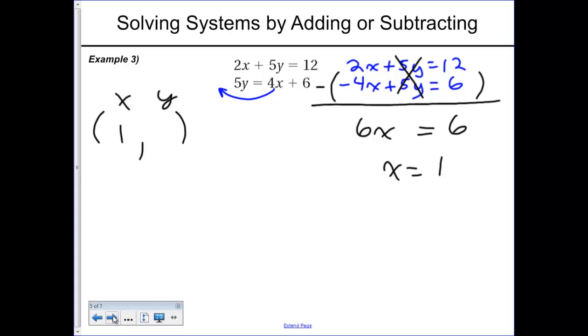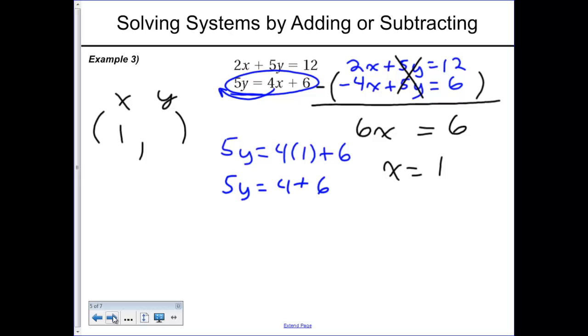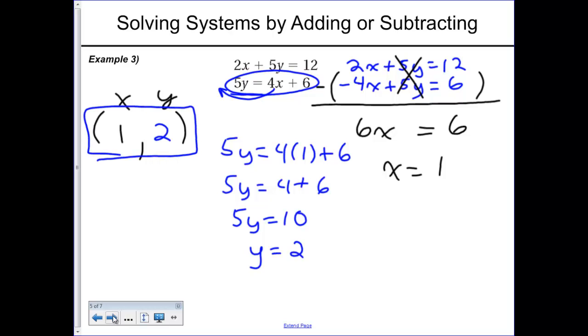Now to solve for the y, we can go back to one of the original equations. I'm going to choose this equation right here and substitute a 1 in place of x. So where x was, I put a 1 plus 6. So 5y equals 4 plus 6. 5y equals 10. Y then would equal 2. So the solution to our system is 1 for x, 2 for y.